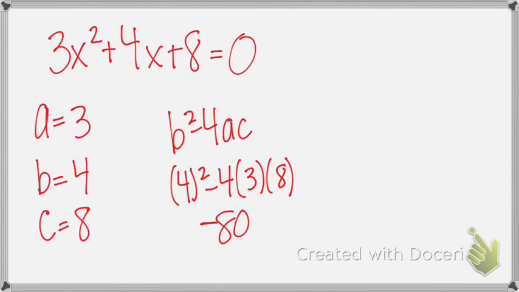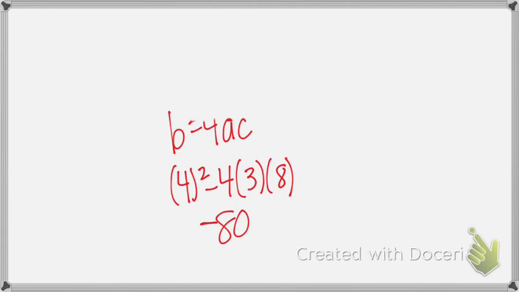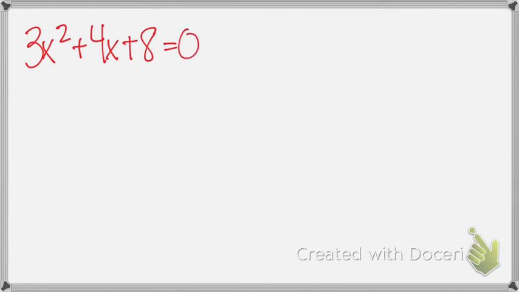Okay? So, here's what we're going to do. We're not going to have time to finish solving it because it's going to take a while. So, what I want you to do, and we'll pick up tomorrow: 3x squared plus 4x plus 8 equals 0. Take A, B, and C and just put it into the quadratic formula. Don't solve it. Don't do anything. Just put it into the quadratic formula.